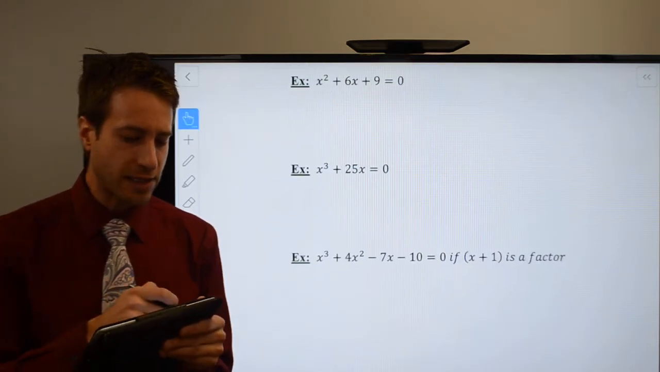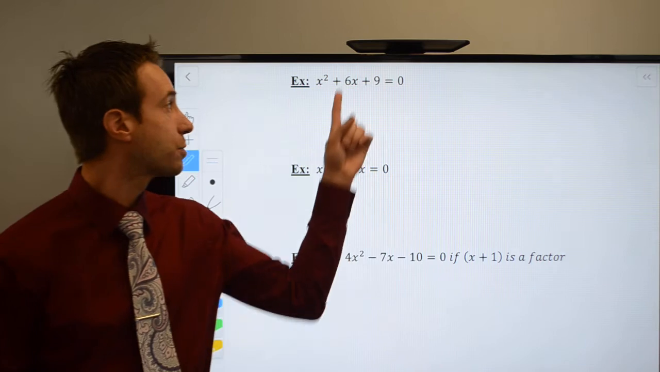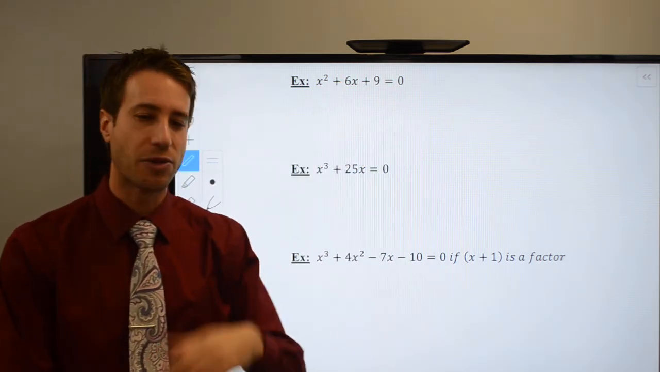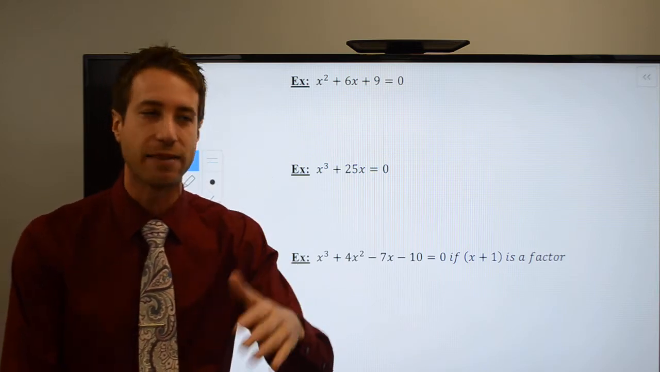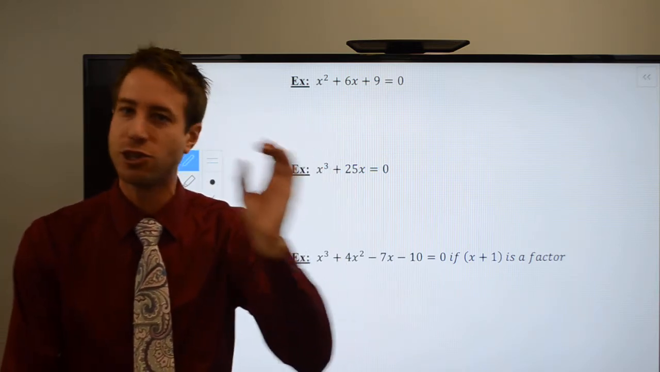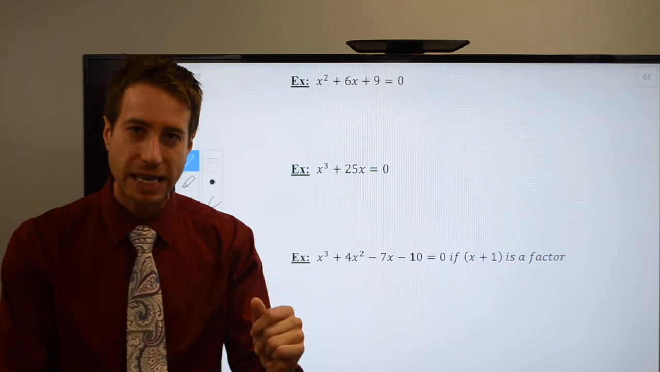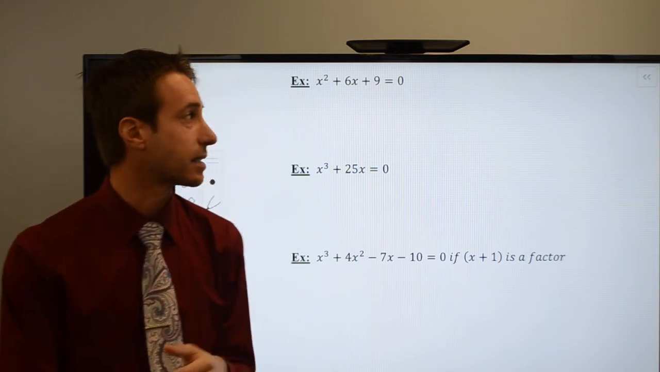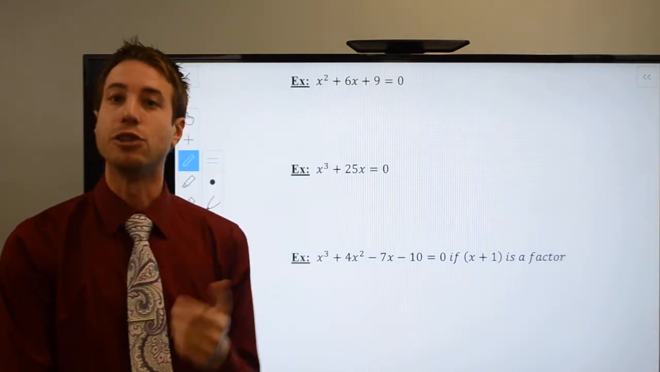So I want you to find the zeros for this first polynomial I've got here. Recognize that it's already set equal to 0. That is sort of like your dead giveaway, right? When you see a function set equal to 0, you should immediately think they want me to find the zeros. Where does it cross the x-axis? Now that's going to require us to do some factoring.